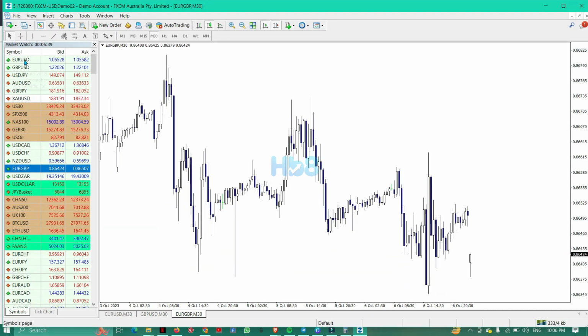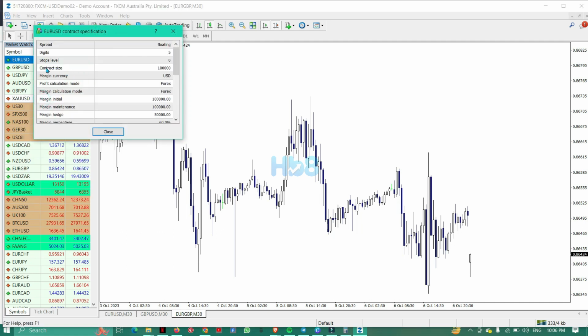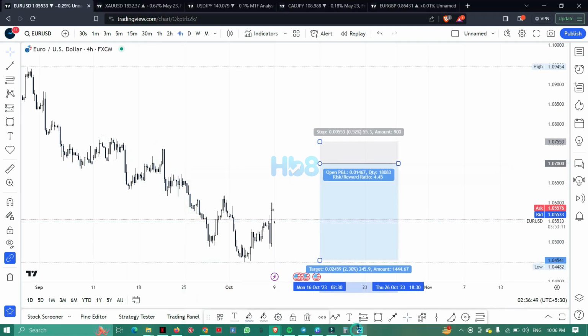Like on Euro USD here, once you right click, you come to specification, you're going to see the contract size right here. It says what? 100,000, okay? And that is why we are dividing by 100,000. Now, you divide this by 100,000 and the contract size for all other pairs are the same except for gold and silver. So that is why we're dividing by 100,000.